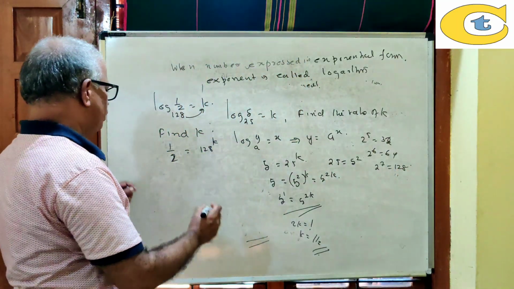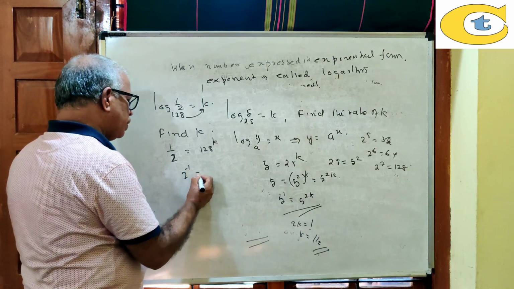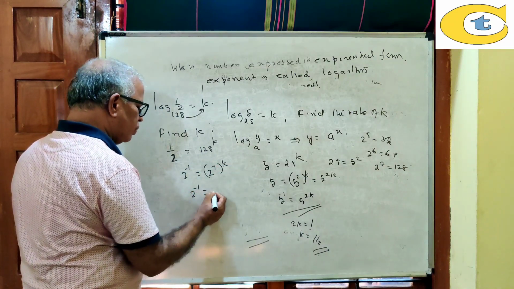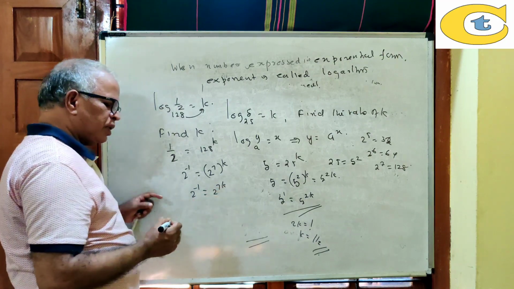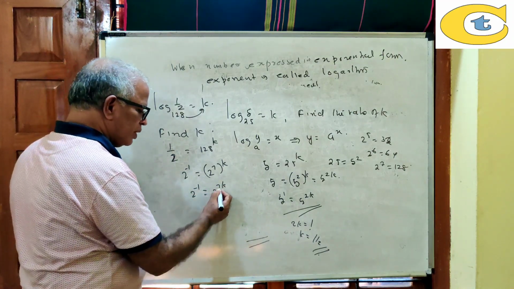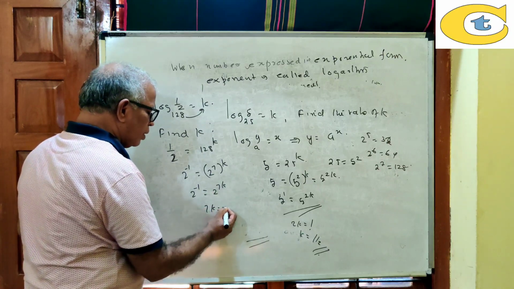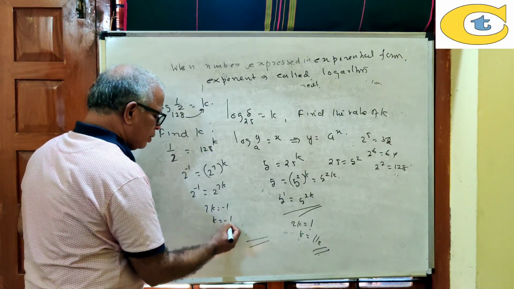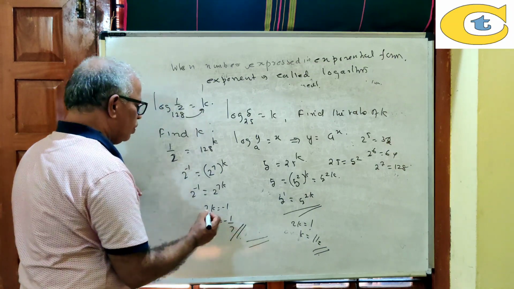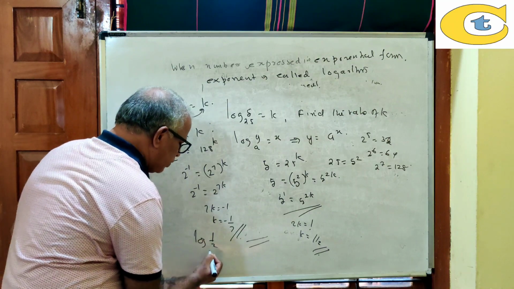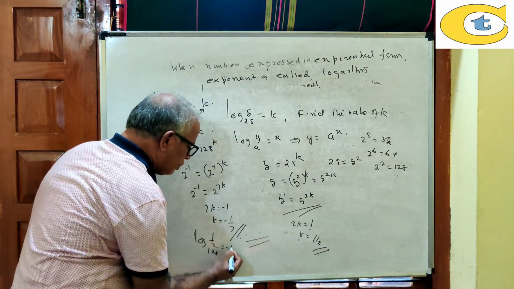That is 2 raised to minus 1 is equal to 2 raised to 7, the whole raised to k, which is 2 raised to 7k. Therefore 7k is equal to minus 1, k is equal to minus 1 by 7. So logarithm of 1 by 2 to the base 128 is equal to minus 1 by 7.